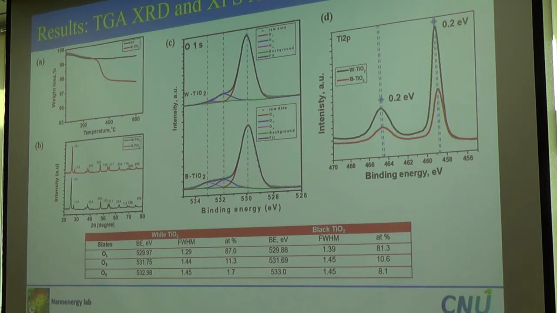And the next one is the XPS analysis. The XPS analysis indicates that, as I mentioned in the previous slides, we introduced oxygen vacancies. So here we got oxygen vacancies for the Black-titania. The atomic ratio for the oxygen vacancies is 8.1 atomic ratio as compared to the White-titania.